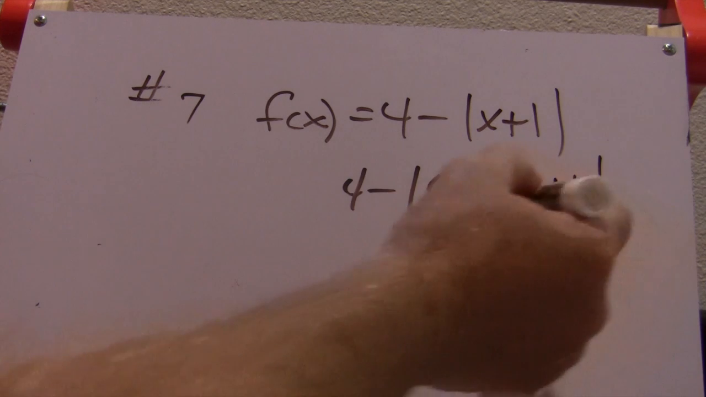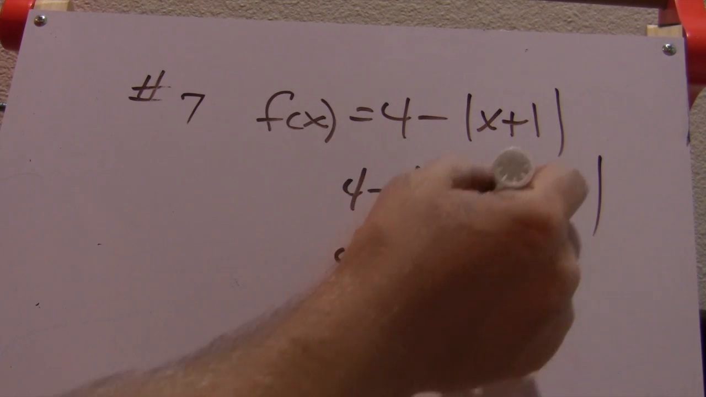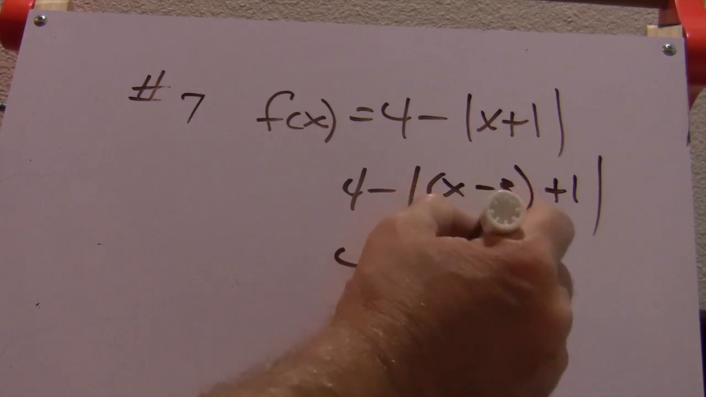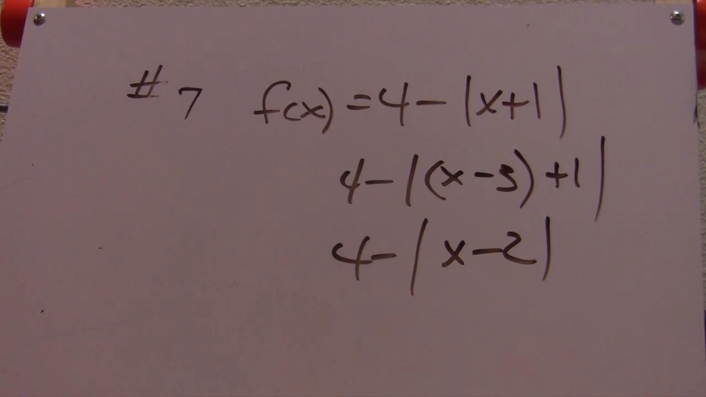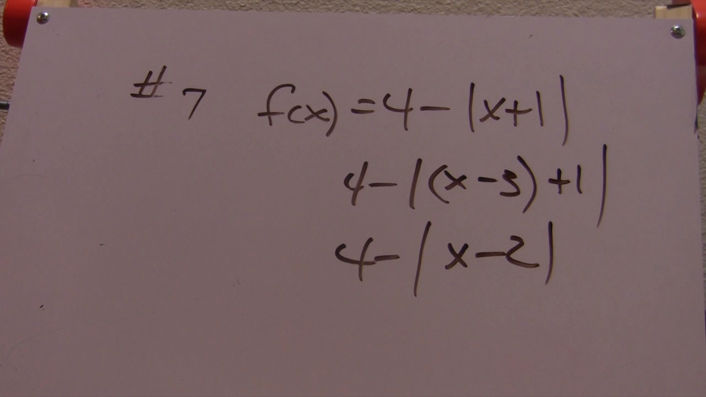And then we simplify what's inside. Negative 3 plus 1 is 2. And so g of x equals 4 minus the absolute value of x minus 2.